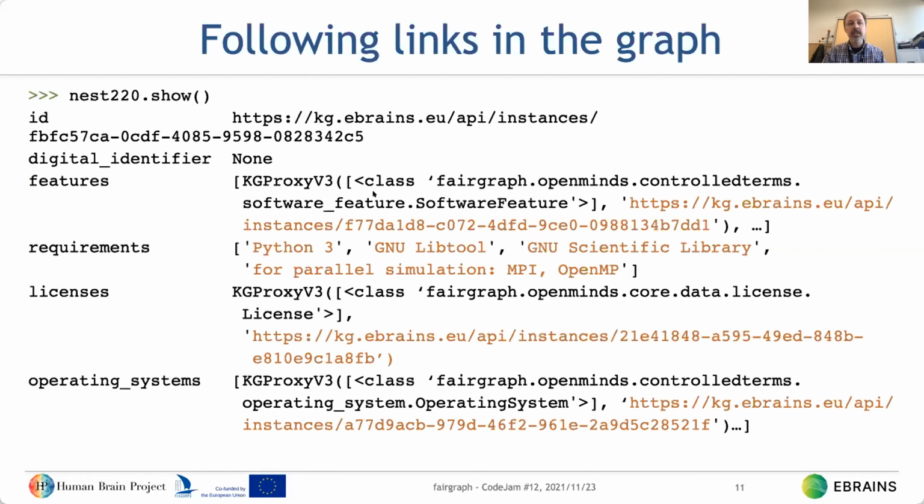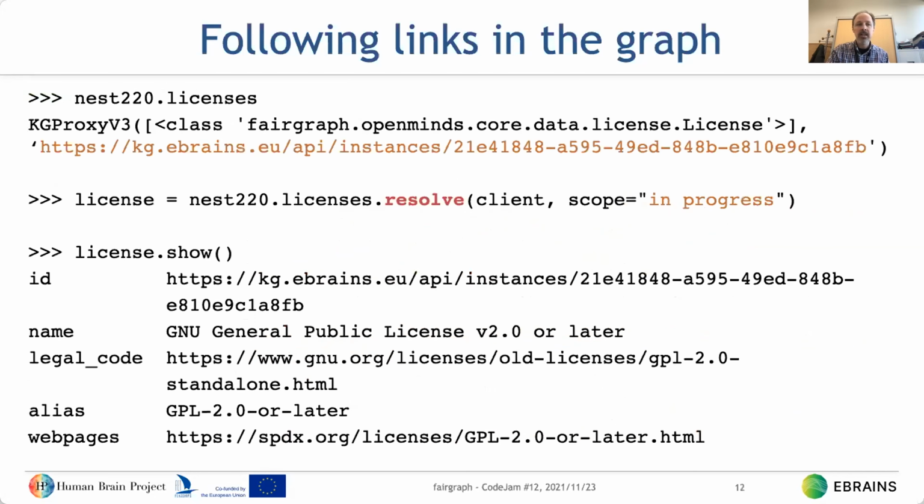Now, if we show the content of this object, we can see some of these fields are straightforward. So the ID is just a URL, an IRI. Many of these actually are links in the graph. For each of these links, we see this KG proxy object, which contains just the type and then the URI. If we want to see what exists at that link, then we can use the resolve method. So if we take nest.220.licenses, that's a KG proxy object, which we can then resolve. And then we get the actual object itself from the knowledge graph, and we can see the contents of that particular object.